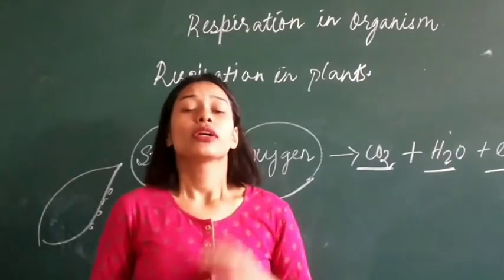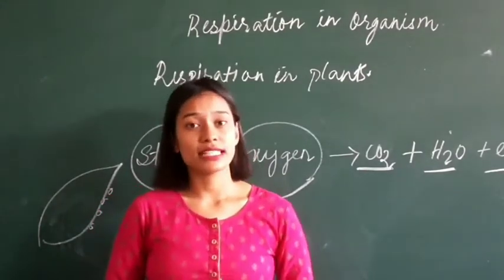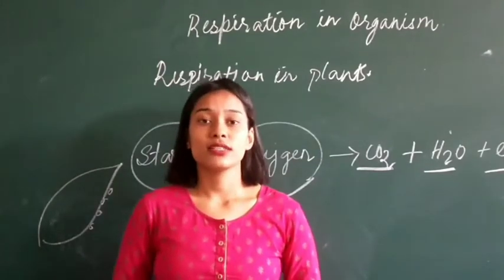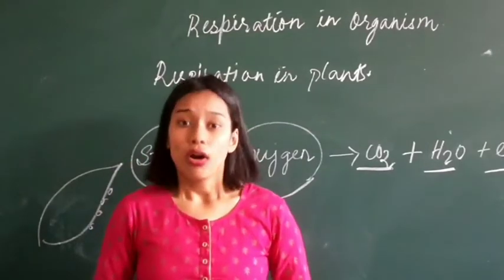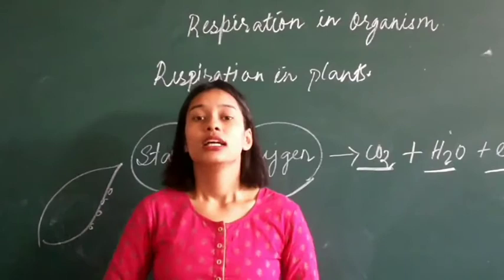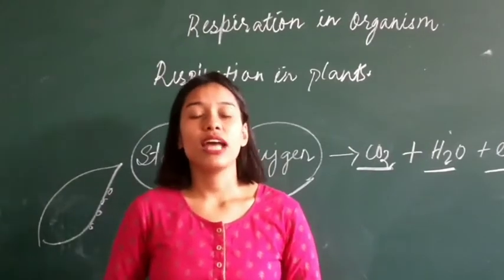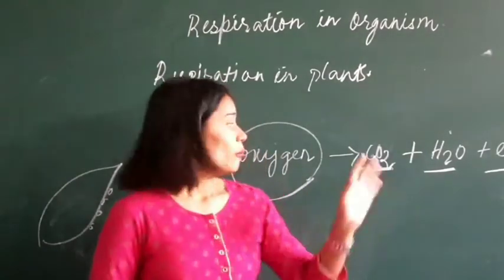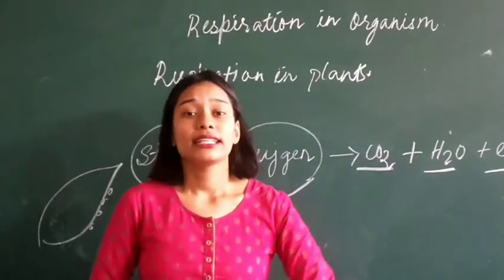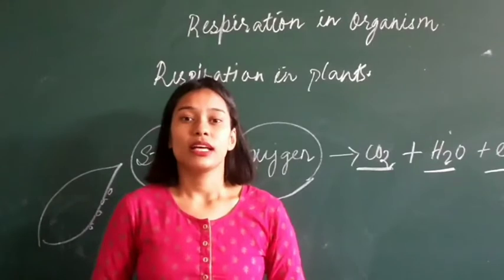Why does respiration usually take place at night time? Because during daytime photosynthesis takes place in presence of sunlight, and in photosynthesis they release oxygen. But in respiration, they require oxygen.